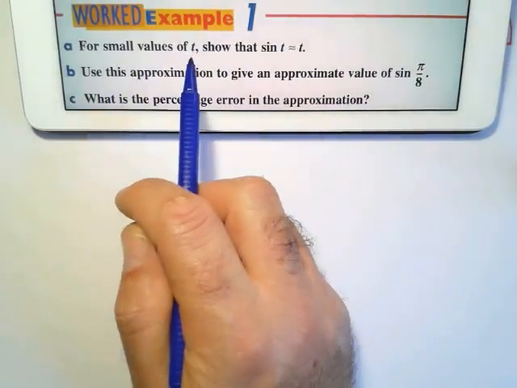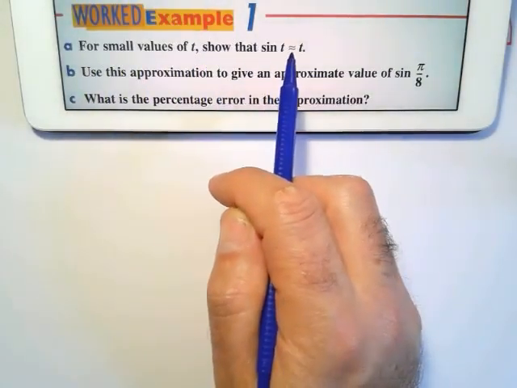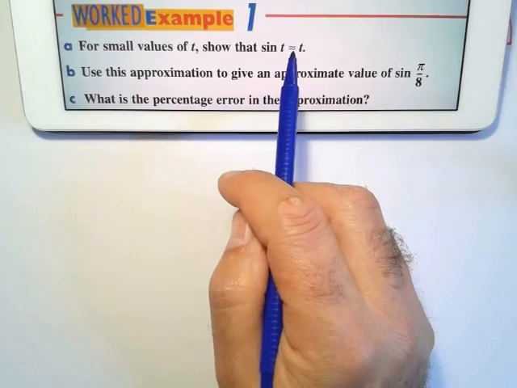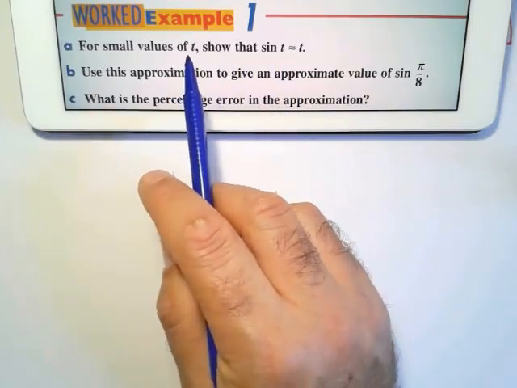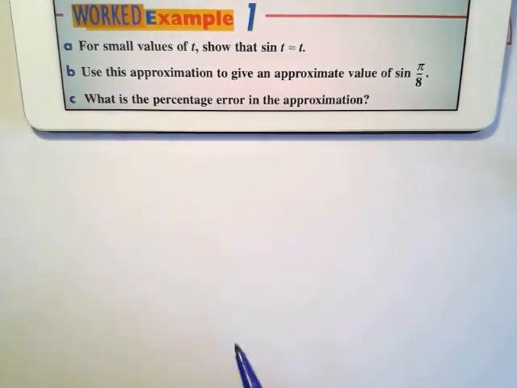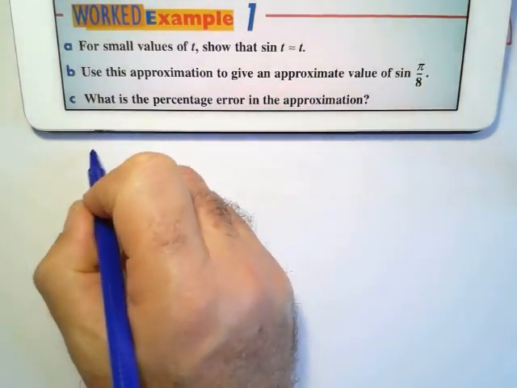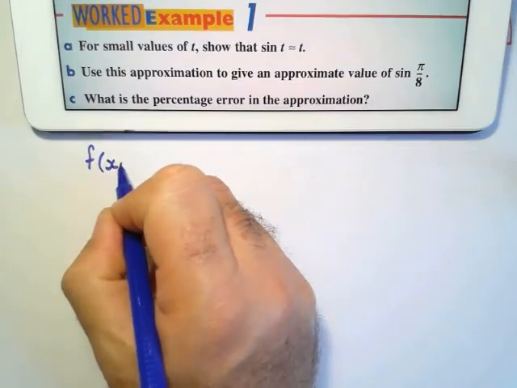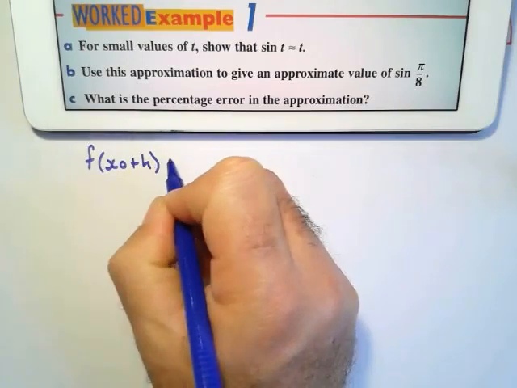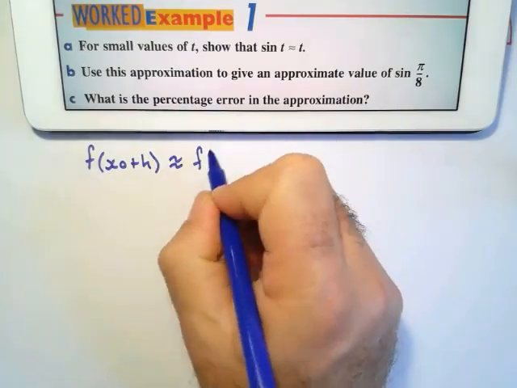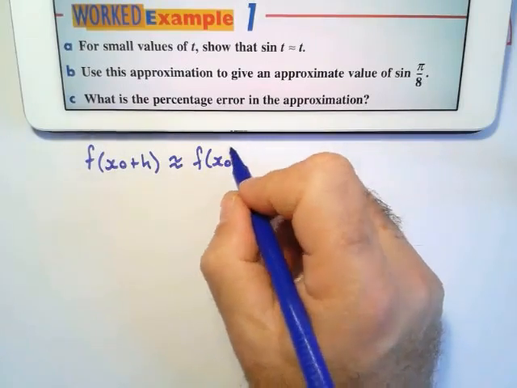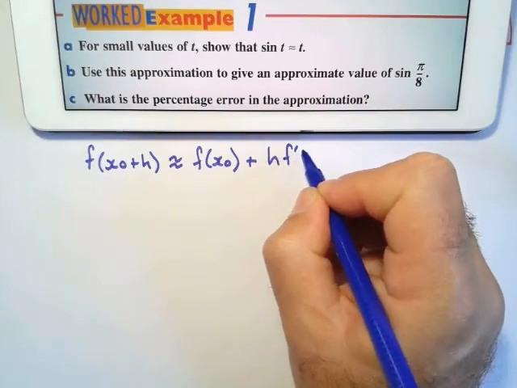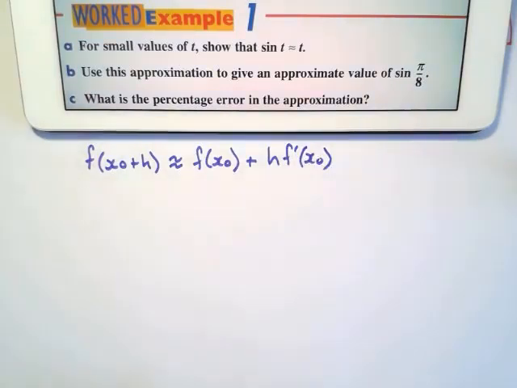For small values of t, show that sine t is approximately equal to t. So the first thing, the moment we see this approximate sign and we say very small values of t, I'm going to write down my approximation formula. I'm going to say f at x0 plus h is approximately f at x0 plus h times the derivative of f at x0.